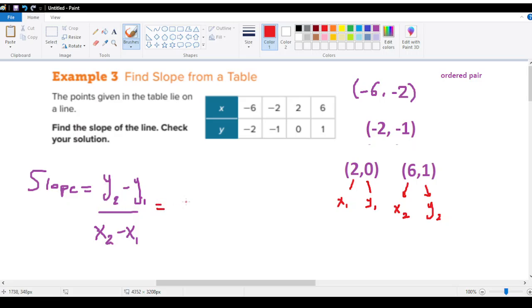So what is y2? It's 1. Minus what's y1? Y1 is 0. Okay, you need to be more quick. x2. X2 is 6. Okay, and x1. X1 is 2. Okay.